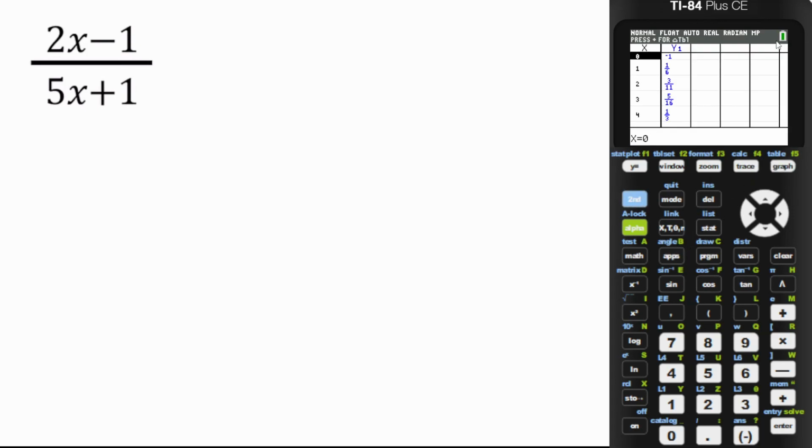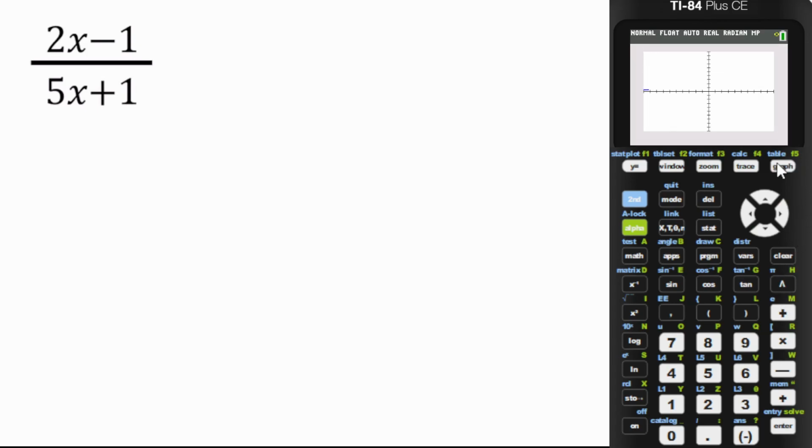And okay, see how it has 0, 1, 2, 3, 4? I don't really like that. I want to add my own numbers to the table. So I'm going to go here for just table settings. And I'm going to have it ask me for the independent variable. And then I can just go over to the table and I can type in, no, I do not want a graph. Okay, I just want a table. Okay, and now I can type in my own values here, and I think I'm going to like that a little bit more. So I'm going to type in 1, okay, and I'll get 1/6. Okay, let's try 10. Okay, 19 over 51.